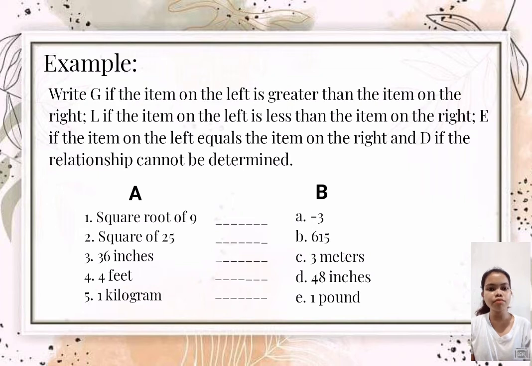615. For number 3, the answer is L because 3 meters converted to inches is equal to 118.11 inches. 36 inches is less than 118 inches. For number 4, the answer is A because 4 feet in inches is equal to 48 inches. For the last number, the answer is L because 1 kilogram is 2.2 times heavier than a pound.